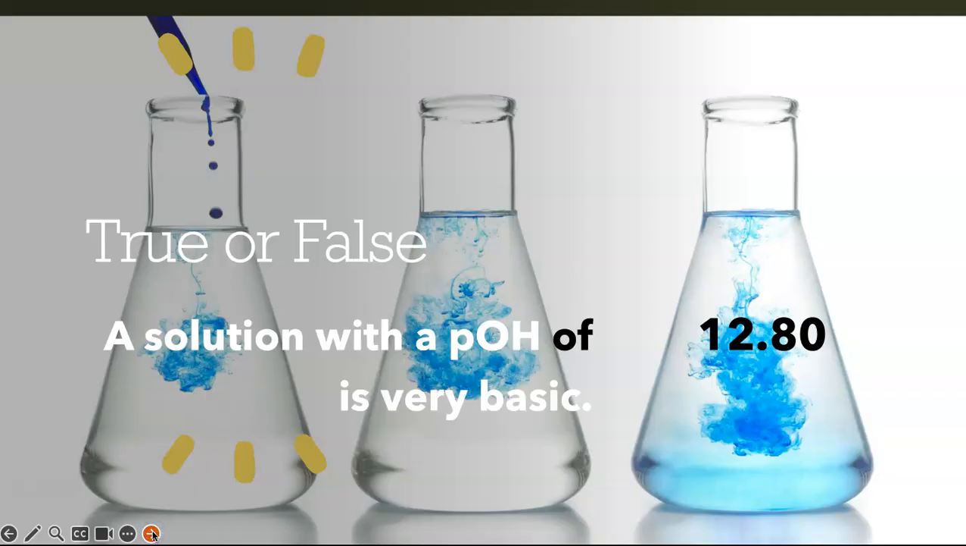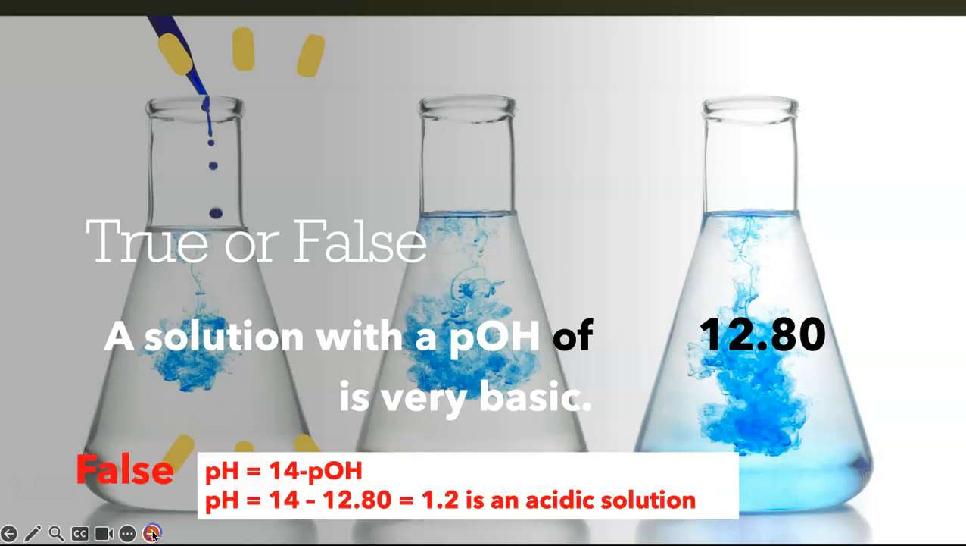All right, true or false? What would you say? So this is a tricky question because we have pOH here. See, not pH. And so for me, I'm always going to try to figure out the pH. And so if I've got 12.8, I don't know if that would be very basic or not until I work it out. And so I know that pH plus pOH equals 14. So that means that I'm going to come up with 14 minus 12.8, so it's a pH of 1.2. So it's a very acidic solution.